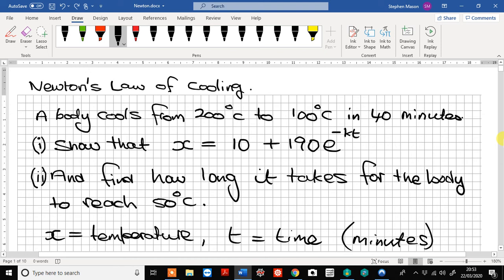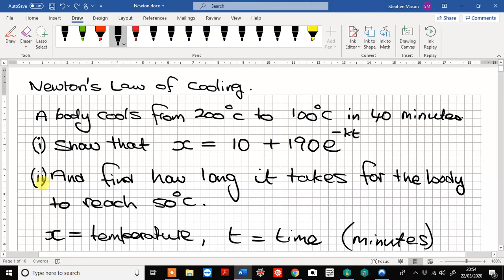Hello. In this video, we're going to look at Newton's law of cooling for a particular body. Now, in the question, it tells us that a body cools down from 200 degrees C to 100 degrees C in 40 minutes. And in part one, we're asked to show that the temperature X is equal to 10 plus 190 times e to the minus kt.